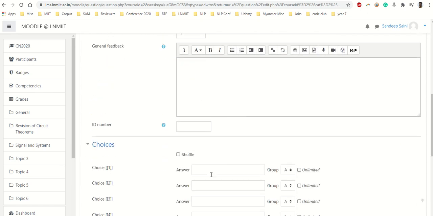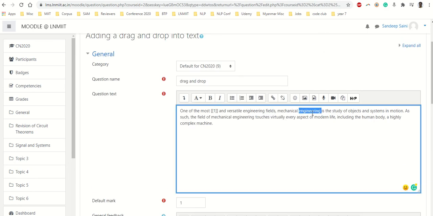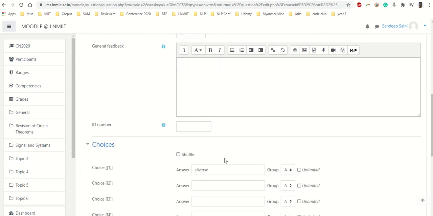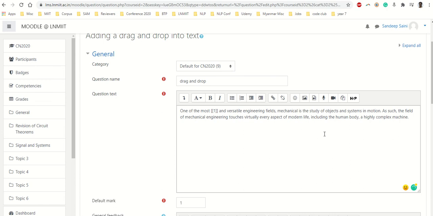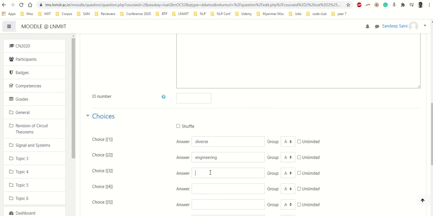So the first one was diverse. I am taking maybe this word also, and this is my second one, and at that place I will write double brackets with 2. I can take one more word out, and that is my third, and this one. So now coming to the choices.